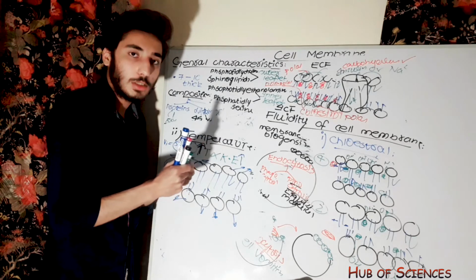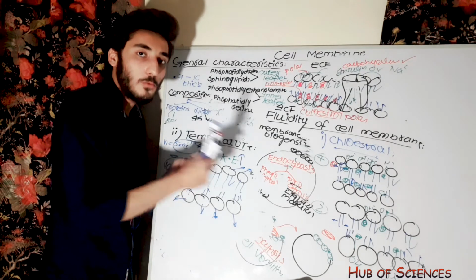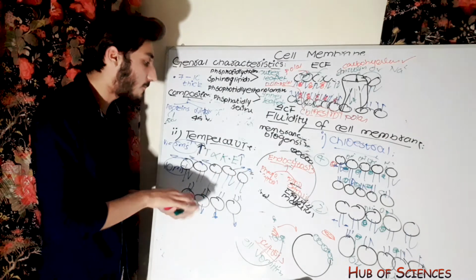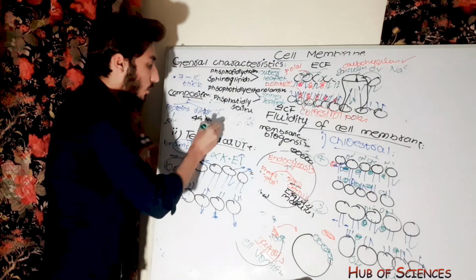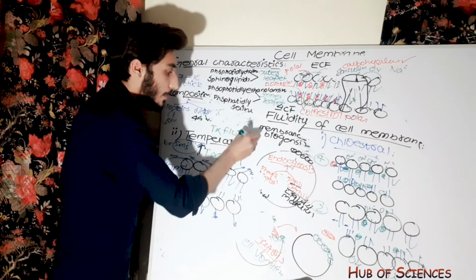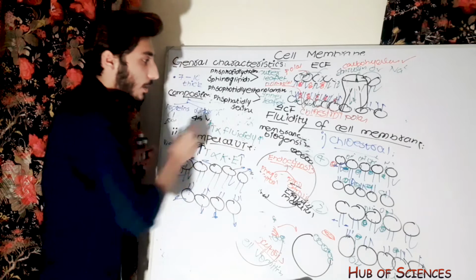Because the energy increases, the molecules will move faster, and because of the faster movement of the phospholipid molecules, the fluidity will definitely increase. So we can say that temperature is directly proportional to the fluidity of the cell membrane. Greater will be the temperature, greater will be the fluidity.